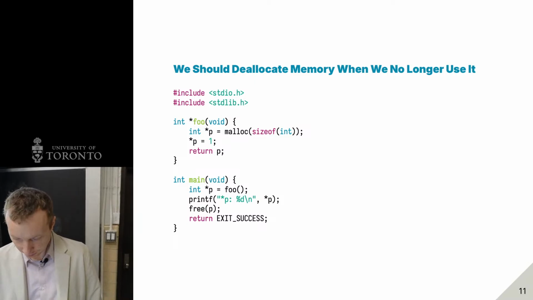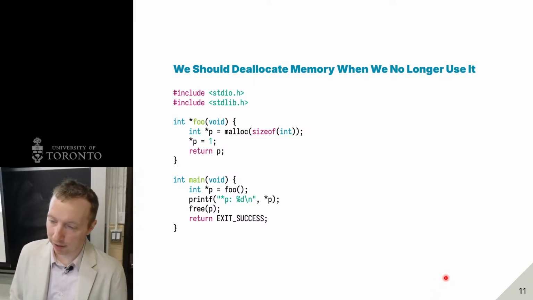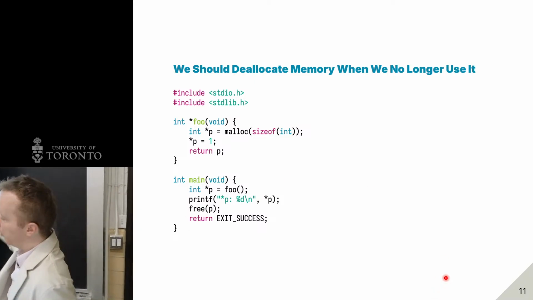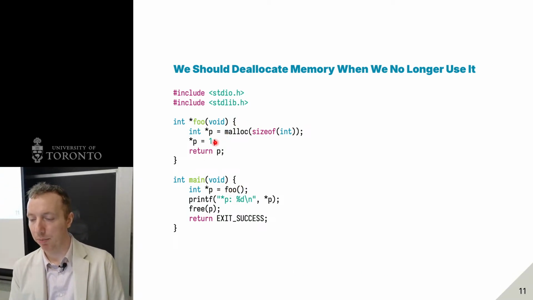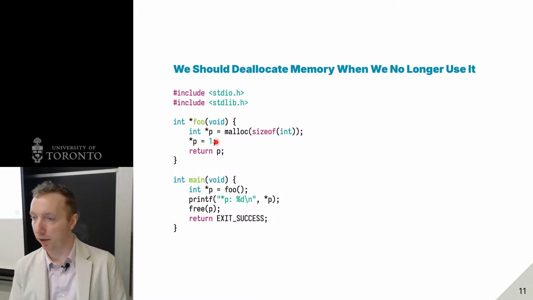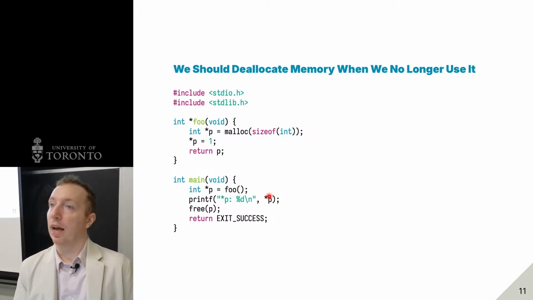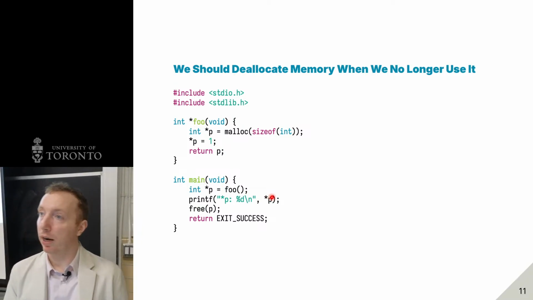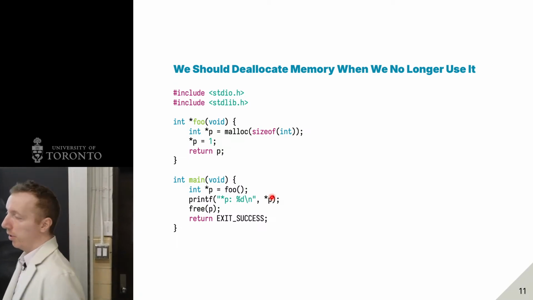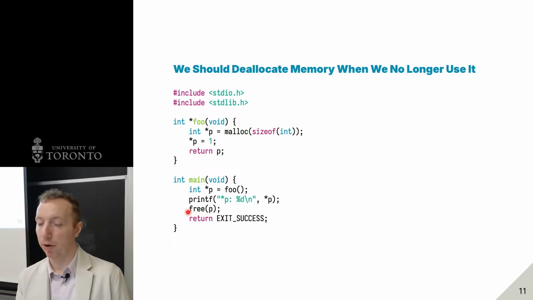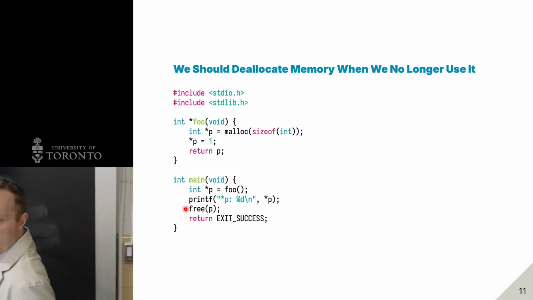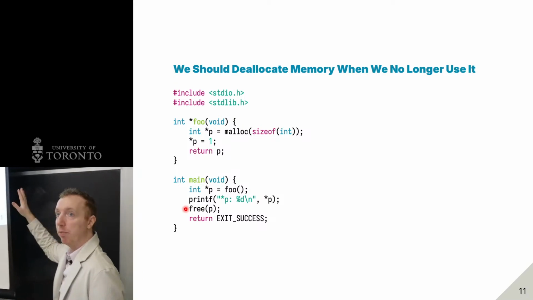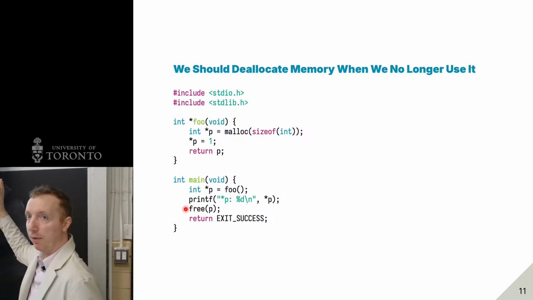So you can do something like this, where in main, when I call foo, that mallocs memory, initializes the value to 1, returns it, and I use it here. After I print off the value, I no longer need that memory anymore. So if I'm being a good programmer and I know I don't need it anymore, I need to call free myself. So I need to free p, say I'm done using it, and in C you have to do this.